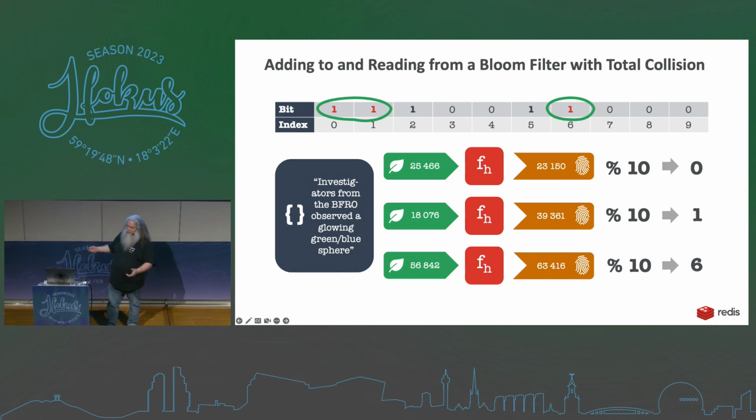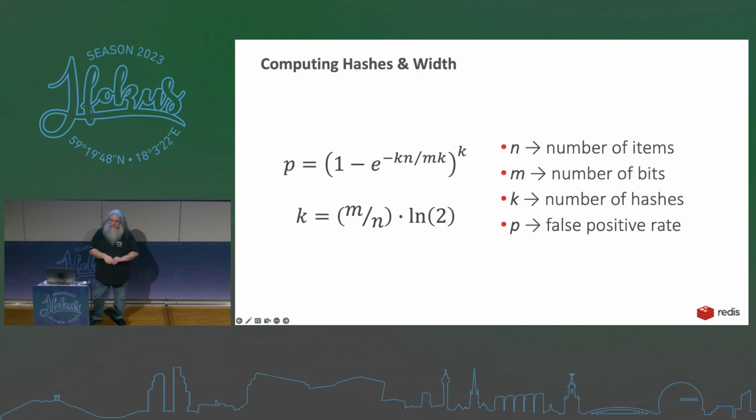I mentioned that you have decisions on how wide you want to make these things and how many hashing functions you want to use. There's some easy math to do that. I'm not a very mathy person. This actually looks intimidating, but it's not. And honestly, there's online calculators that you would be better off using to do this anyhow.